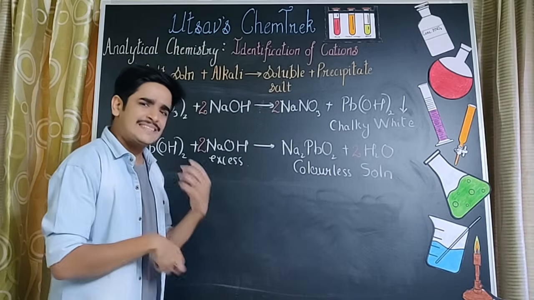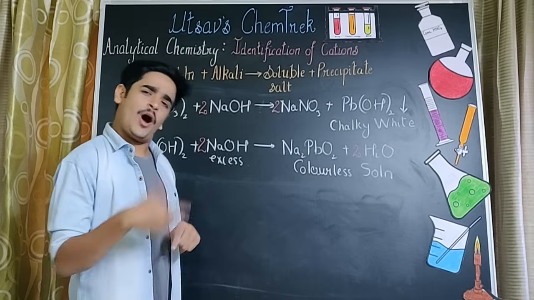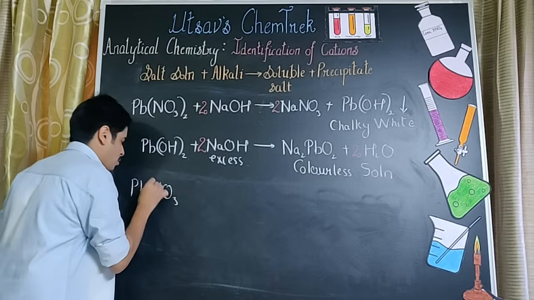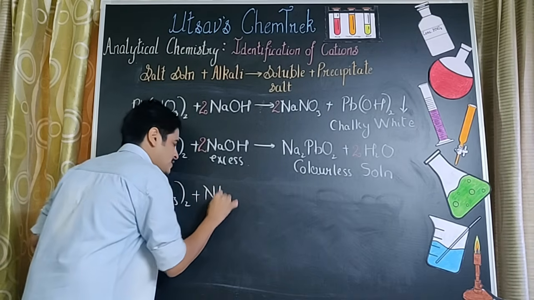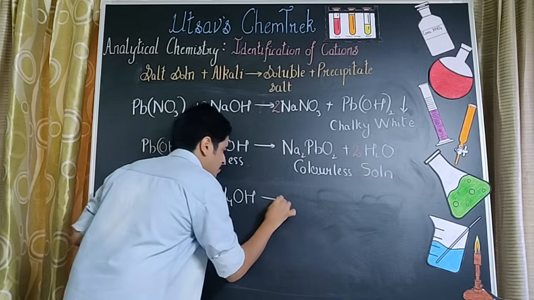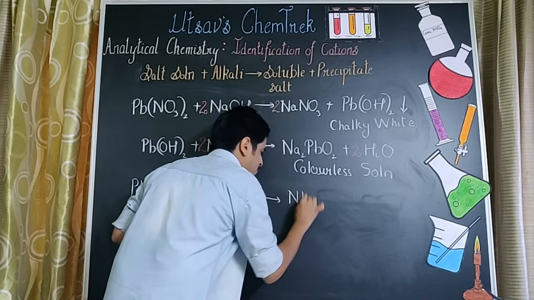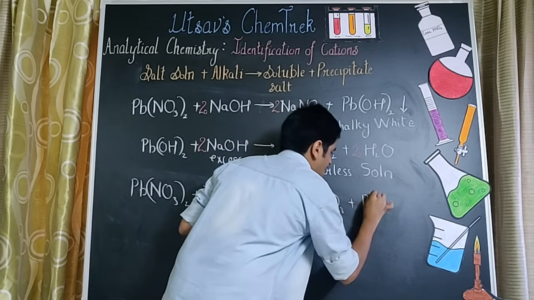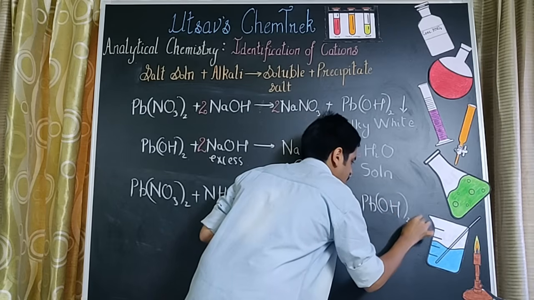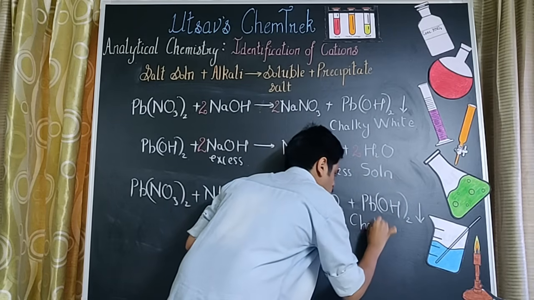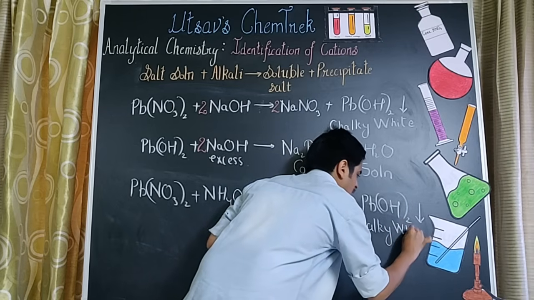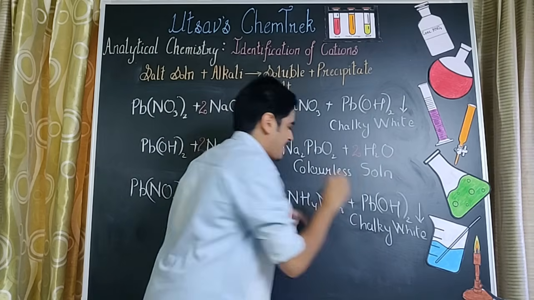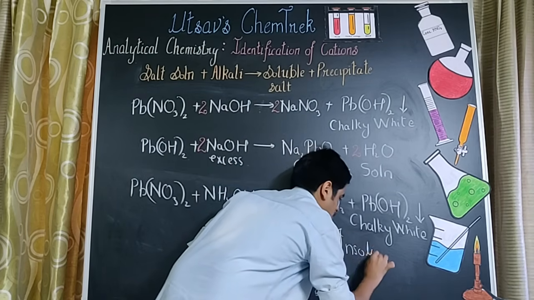Now let's see the exact same reactions of lead nitrate with respect to ammonium hydroxide. शुरुआत करते हैं. I have lead nitrate which is Pb(NO3)2. Ammonium hydroxide drop by drop डालेंगे which is NH4OH. NH4 goes with NO3, I get NH4NO3, and Pb goes with OH, giving me Pb(OH)2. कलर तो exactly वही रहेगा, chalky white. अब यहाँ पे फर्क सिर्फ इतना है कि जो प्रेसिपिटेट सोडियम हाइड्रोक्साइड में डिसॉल्व हो गया वो अमोनियम हाइड्रोक्साइड में डिसॉल्व होने वाला नहीं है. So let's write down insoluble.